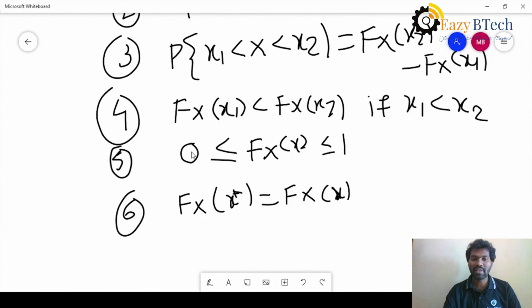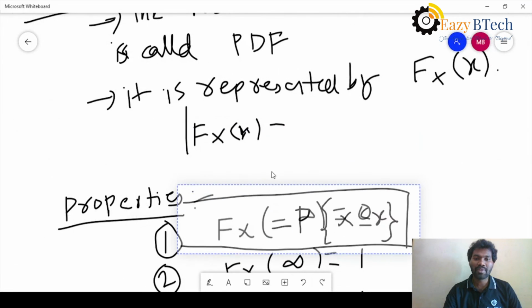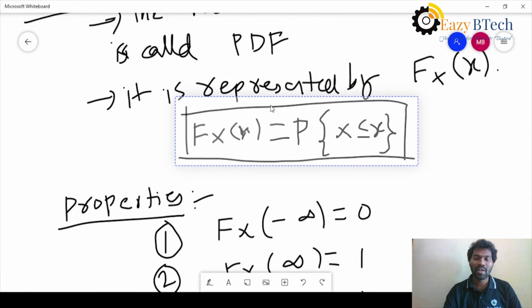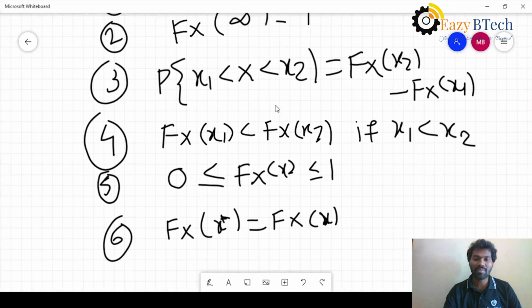The fifth one: the probability distribution function is a probability, so it always lies between 0 and 1. And the sixth one is that the probability distribution function is a right continuous function. So this is the basic introduction to the probability distribution function, how it is represented, and its six properties.